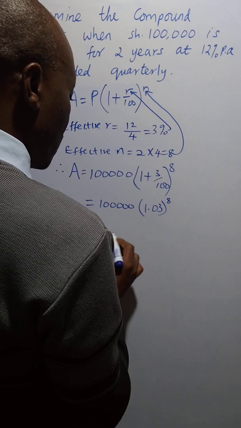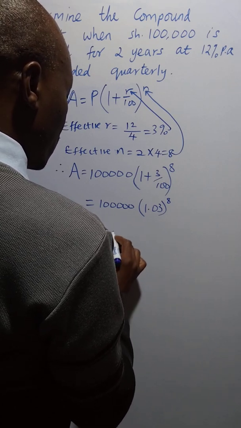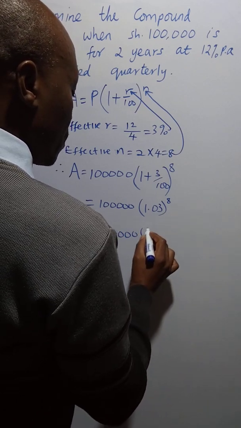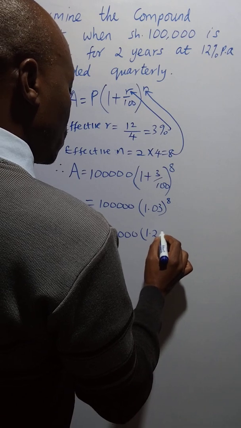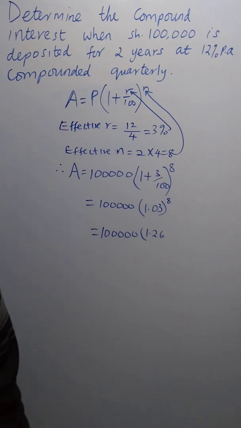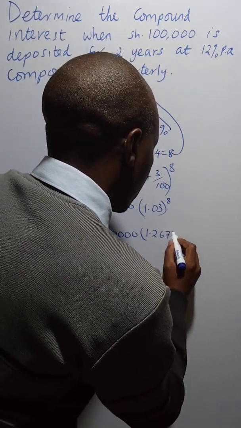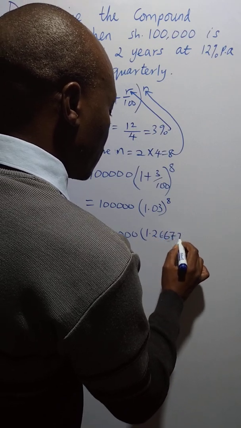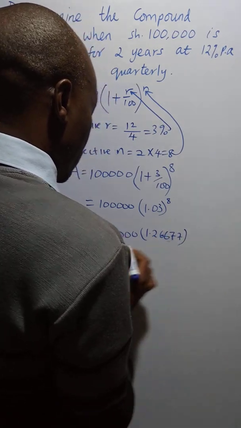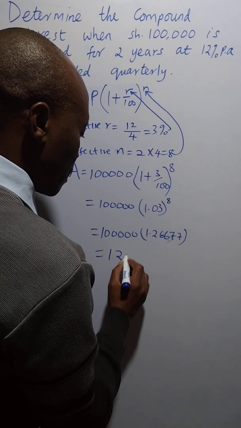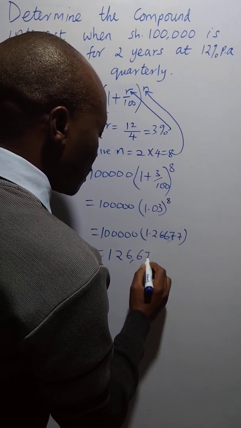Now, using our calculators, we shall have 100,000 into this one raised to power 8 gives us 1.26. Let me confirm from the calculator. 1.26677. So this one now trimmed to this, times that gives us 126,677.